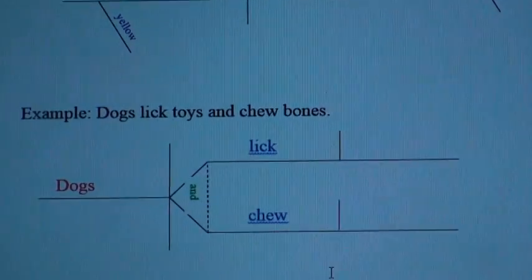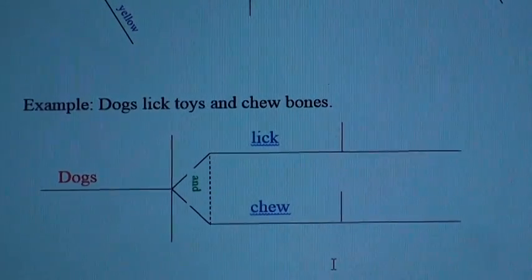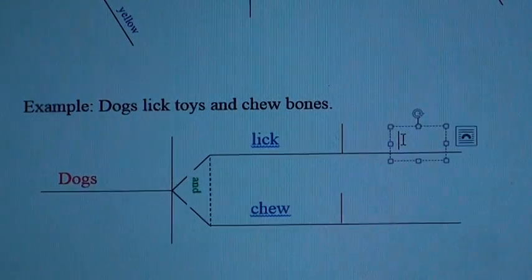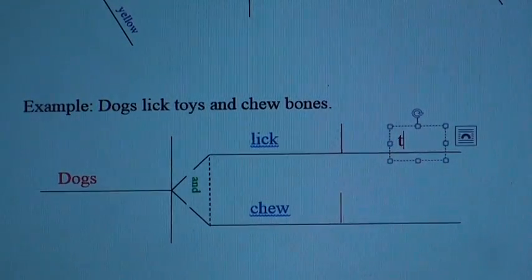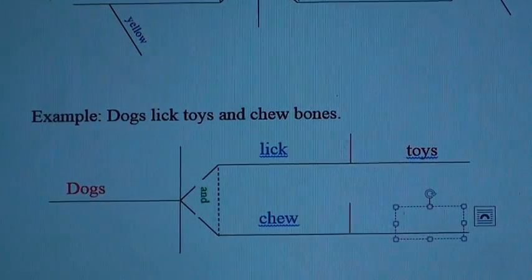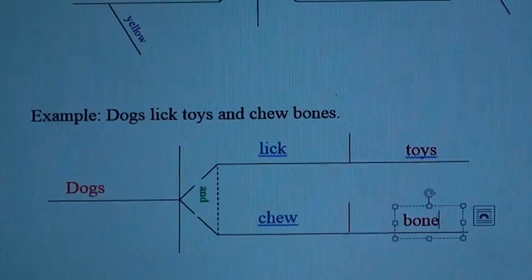Because we have two verbs, two direct objects can be present as well. The direct object that receives the action of licking is the toys, and the direct object that receives the action of the chewing is the bones.